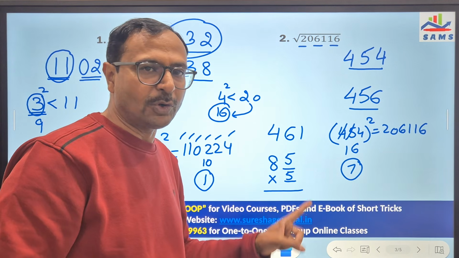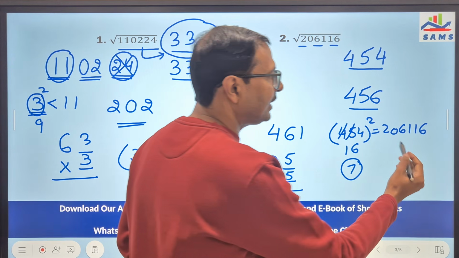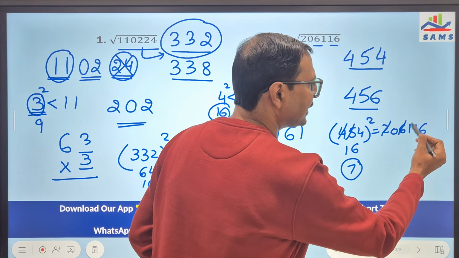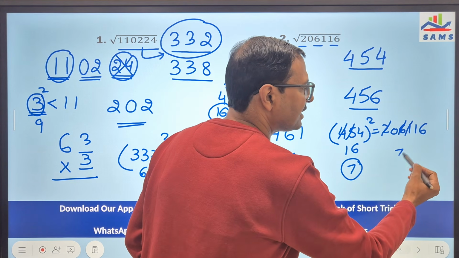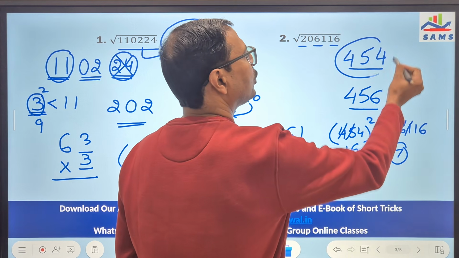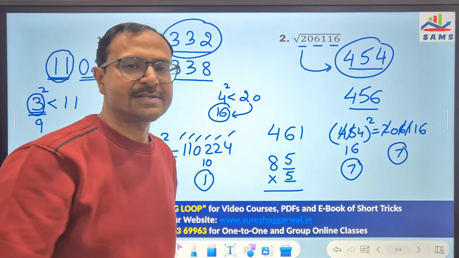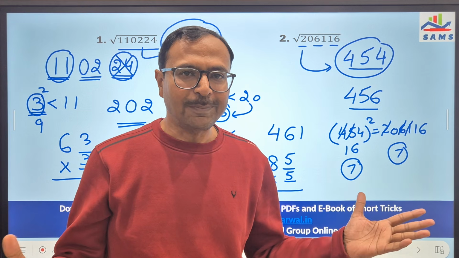So the digit sum on the left is 7. On the right, 2 plus 6 plus 1 is 9. 9 we can eliminate. 1 plus 6, 7. See? And therefore 454 is the answer for this square root problem.